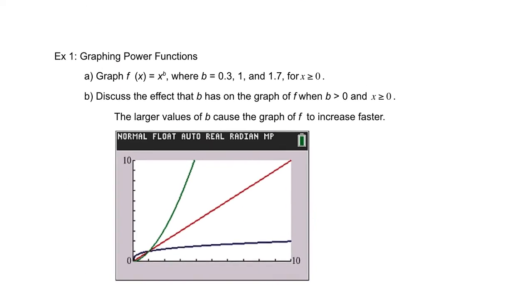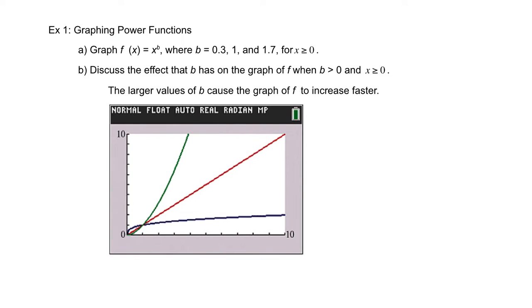All right, so when we graph power functions, I am looking at f of x is equal to x to the b, where b is 0.3, 1, or 1.7, and where x is positive real numbers, or it could also be 0. Our exponent has an impact on how steeply our graph increases. These are all increasing graphs.